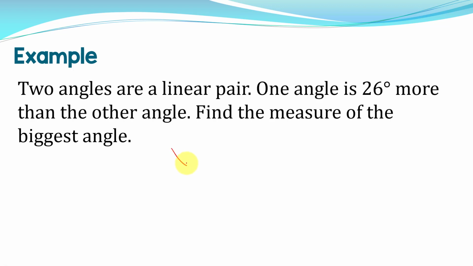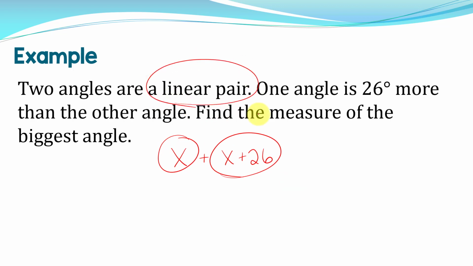So we've got one angle. The other angle is 26 more than the first angle. So this is the first angle, another angle. Find the measure of the biggest angle. All right, and the key information, they form a linear pair. That means they equal 180. So let's draw a picture of this. This is what we're looking at. So we've got an angle, and then the other angle is the bigger one, the one that you add 26 to.